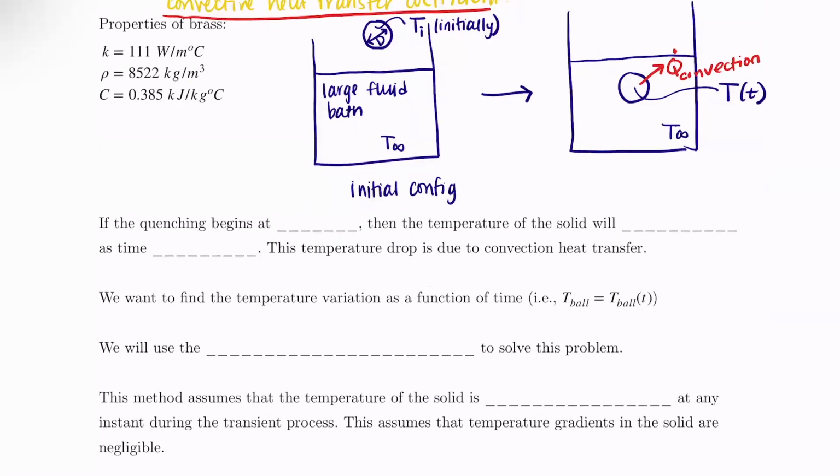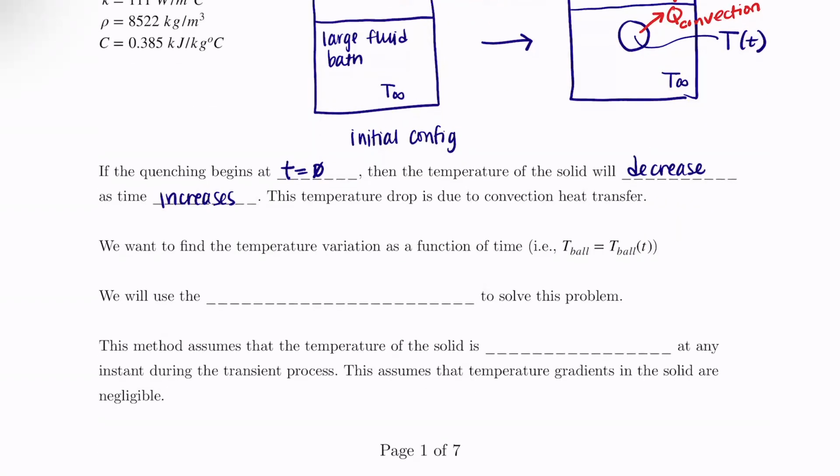All right, so if this quenching process begins at time t equals 0, then the temperature of the sphere is going to decrease as time increases. Hopefully that is pretty intuitive. If you put a hot body into a cold fluid, eventually the fluid is going to cool it down until it reaches equilibrium. And so what we want to do is find the temperature variation as a function of time. So we want to find this expression right here, where our temperature only depends on time, not on space.